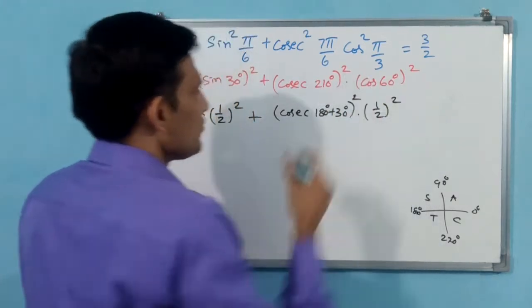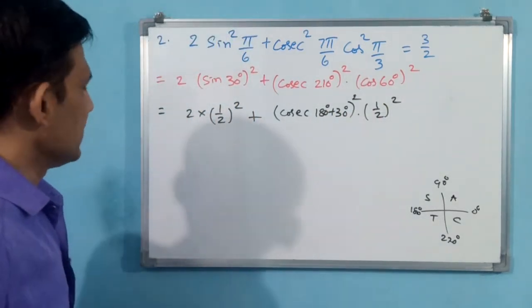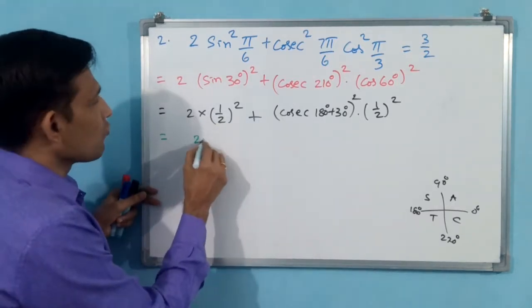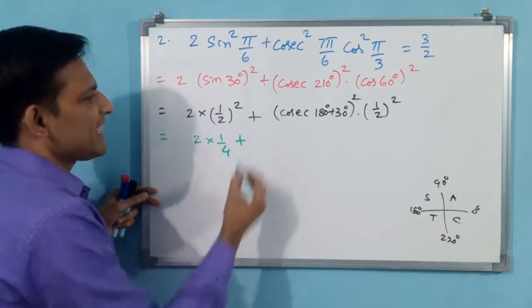1 by 2 whole square. Now you see here, 1 by 2 whole square is 1 by 4. 2 into 1 by 4 plus.